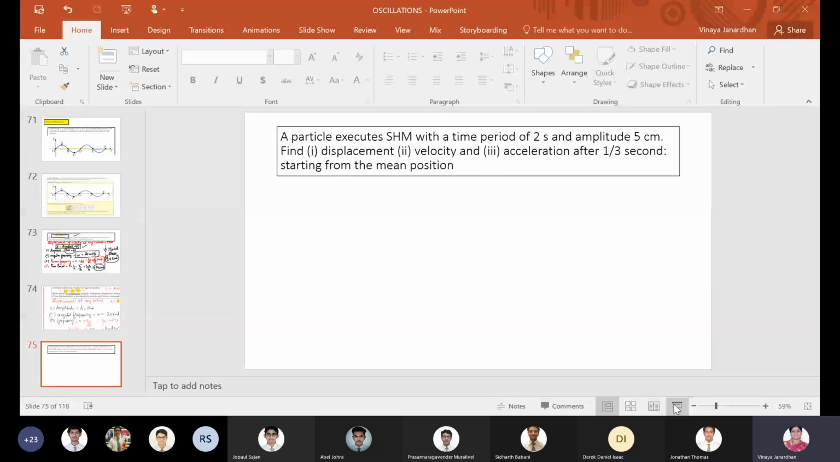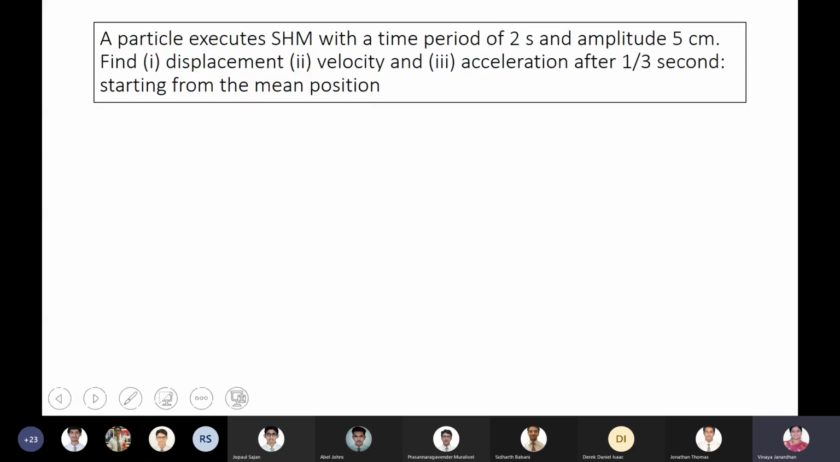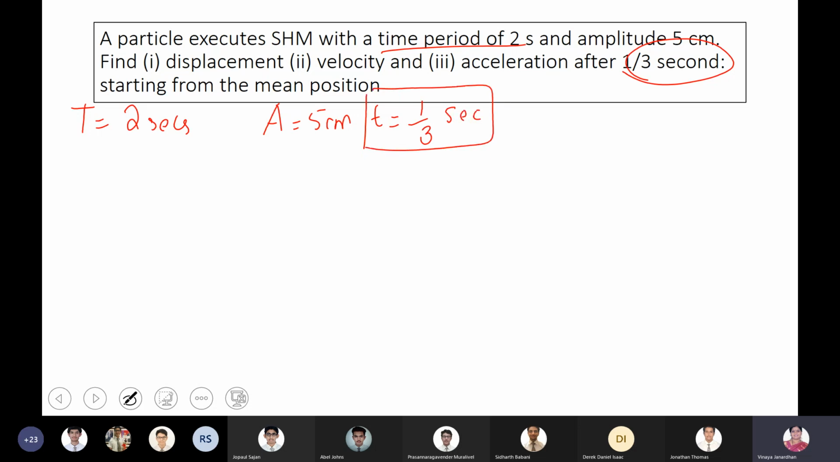Now look at this. A particle executes simple harmonic motion with a time period of 2 seconds. What is the amplitude, boys? Amplitude is 5 centimeters. Find the displacement, velocity, and acceleration after 1/3 of a second. So the instantaneous time is t equal to 1/3. The particle starts from the mean position.